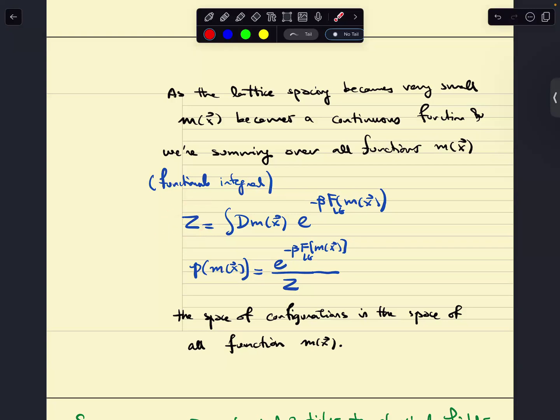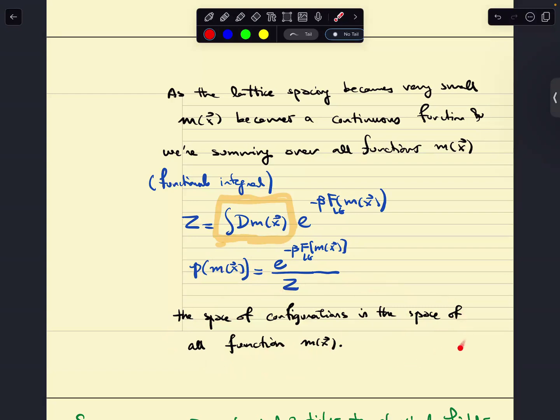So your partition function becomes, this is just notation for now. We're going to one day, very soon, explain what path integrals are, but this is just an integral over all functions of space with e to the minus beta times some sort of energy functional for m of x, right? You could think of this as some sort of probability measure in some sort of thermal ensemble, right? So the space of configurations is now the space of all functions m of x.